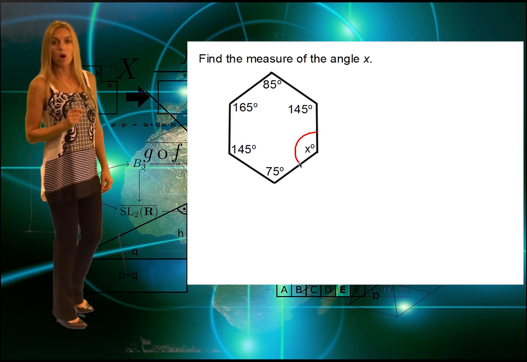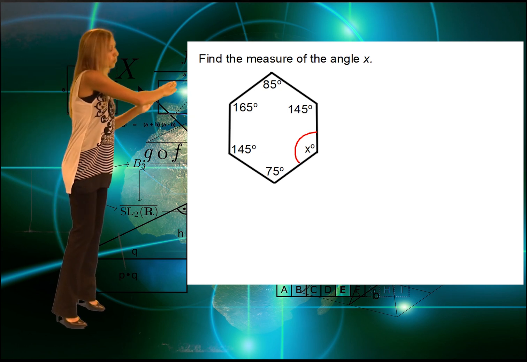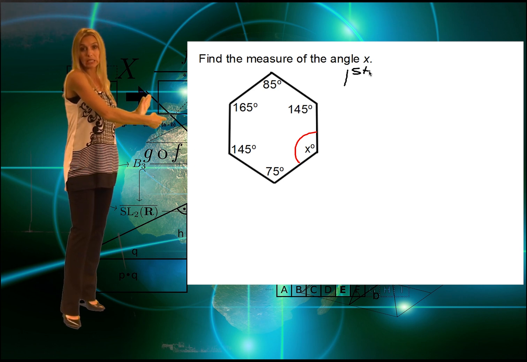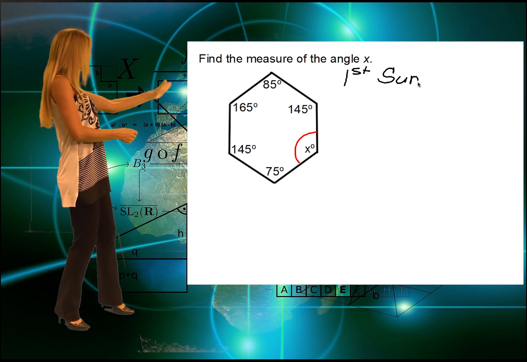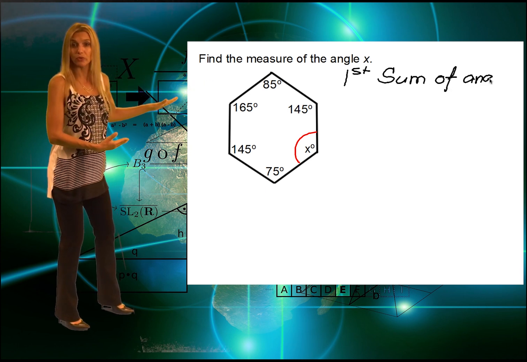Well, step 1 is, to find that unknown, I need to know what the sum of all the angles is supposed to equal, right? So that is my first step. I need to find the sum. If I was to add all these angles up, what is it supposed to equal?